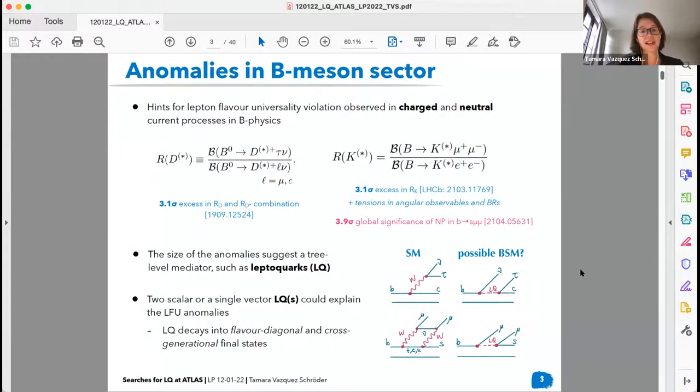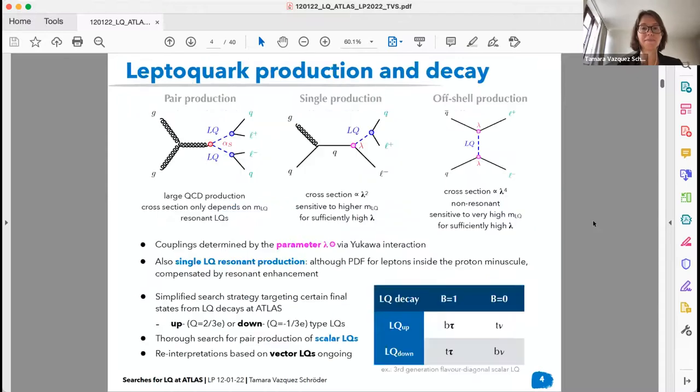From the size of the anomalies, it would seem that either two scalar or a single vector leptoquark could explain the level of the tensions. And if we also look at the Feynman diagrams, you can see that leptoquark decays into both flavor diagonal but also cross-generational final states are important. This also inspired the way we do our search strategy for leptoquarks in ATLAS.